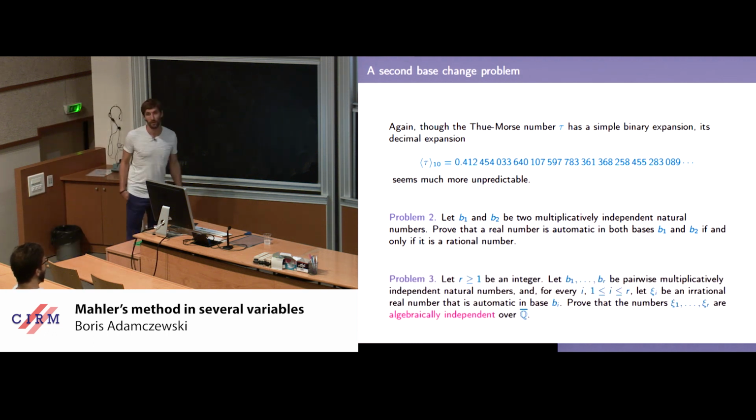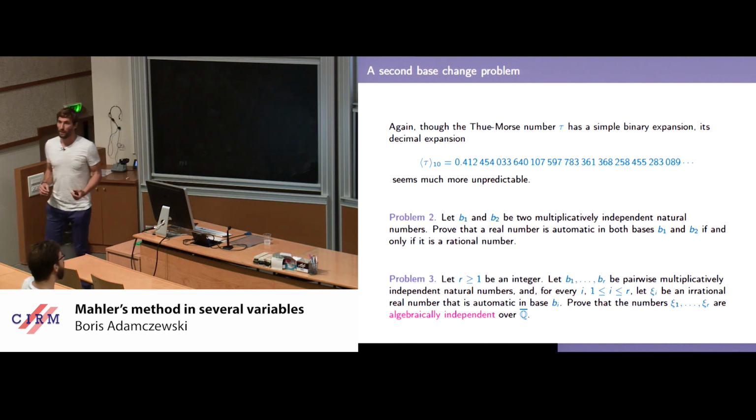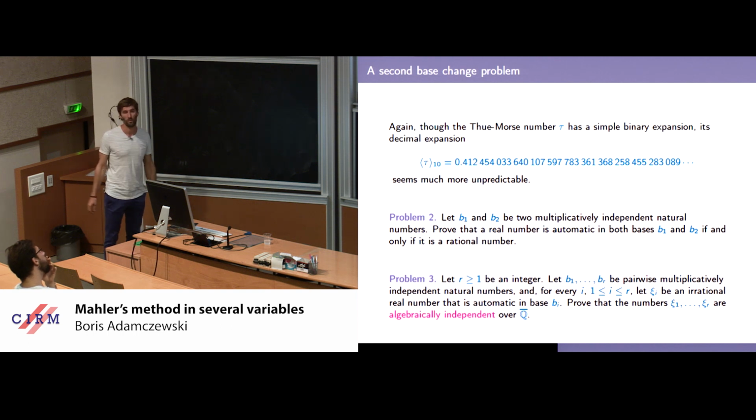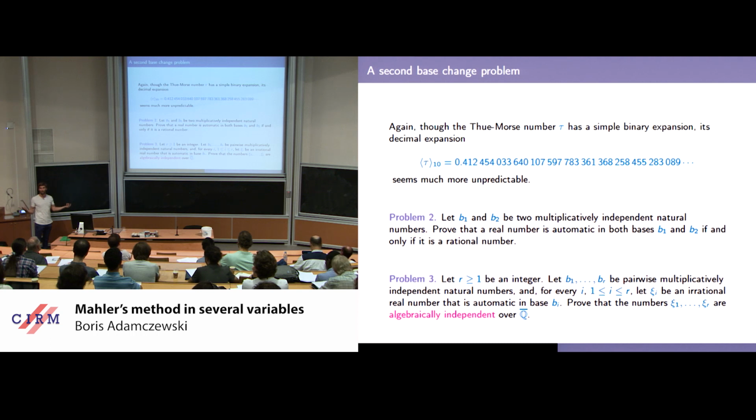And the second problem is even worse. It's like the first problem I mentioned, a generalization of Cobham's theorem. Now if you pick several numbers, like the Thue-Morse numbers, which are automatic in pairwise multiplicatively independent bases, and none of which is rational, so they are all transcendental, then they should be algebraically independent over Q bar.